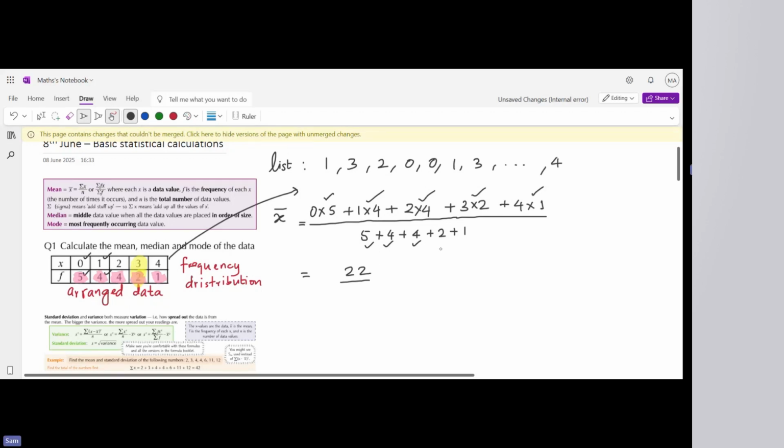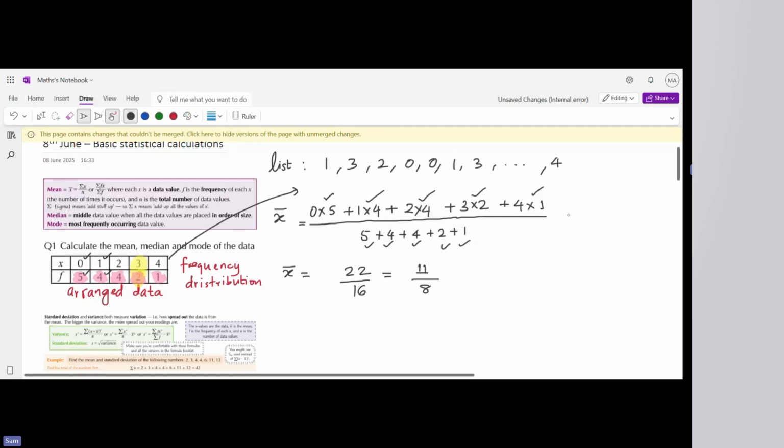What is the total sum in the denominator? 9 plus 4, 13 plus 3, that is 16. So x bar is 22 over 16, which is 11 over 8. So we have just put in the numbers.